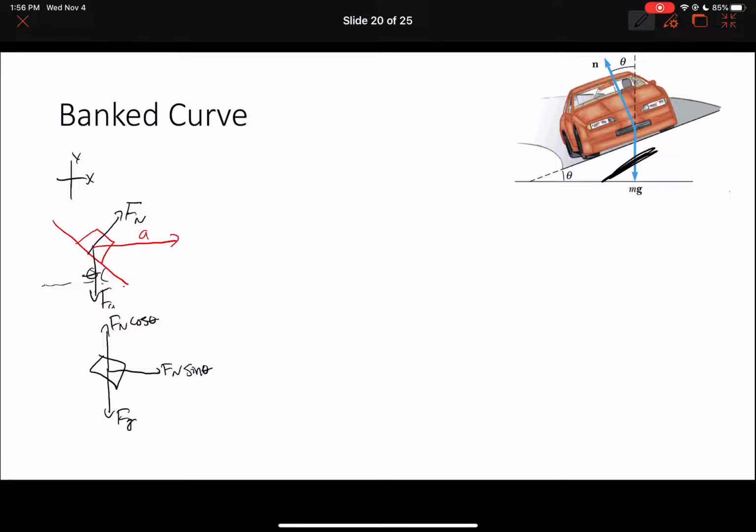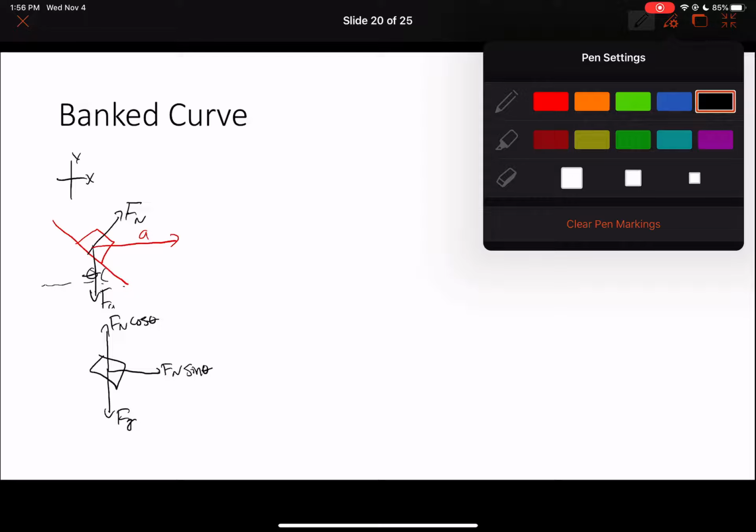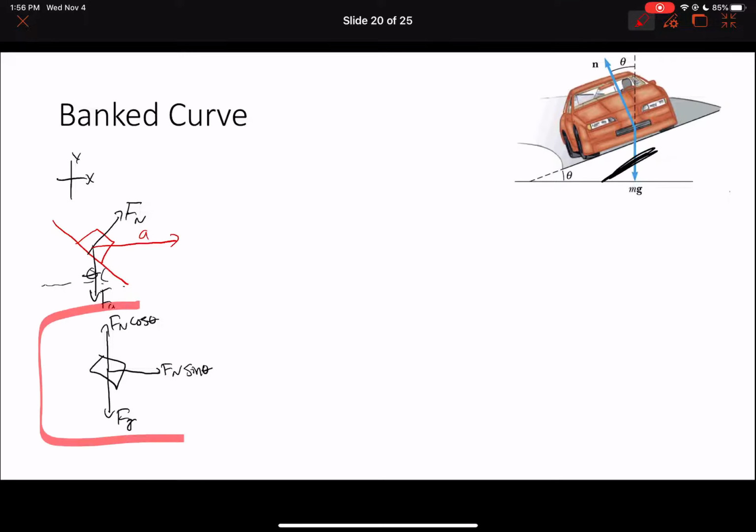If you want more theory of how this works, make sure you email me and say, hey, Mr. Wilson, I really want to see the proof. Like, I want to see the trigonometry so I can really understand how banked curves work. If not, you just need to believe me that this is our free body diagram. And it's going to be the free body diagram for every single banked curve problem. Okay.